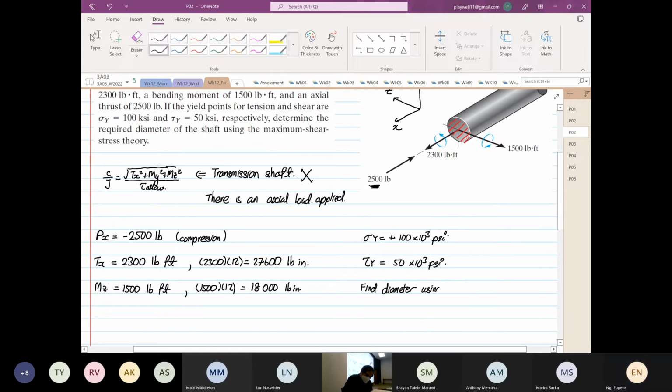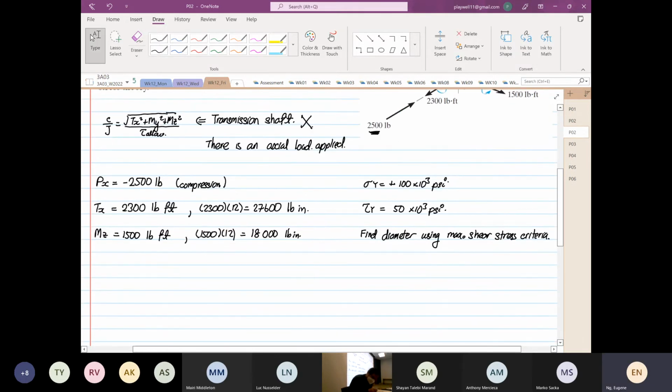Using the maximum shear stress criteria, or theory, whatever you want to call it. We know that the maximum shear stress is based on Tresca. Okay, let's start the problem first. So we know that it's from Tresca.